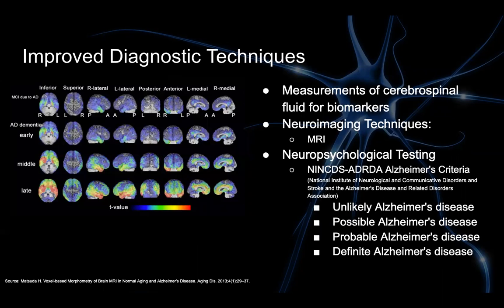Diagnostic techniques have greatly improved since Dr. Alzheimer's original diagnosis, now in conjunction with psychological tests to determine whether or not the patient is suffering from dementia or just mild cognitive impairment. There are also biomarker methods such as measuring the presence of amyloid beta plaques and tau fibers in the cerebrospinal fluid. Neuroimaging can also be used to determine whether or not the patient is presenting physical signs of dementia and gives insight into how far along they are.